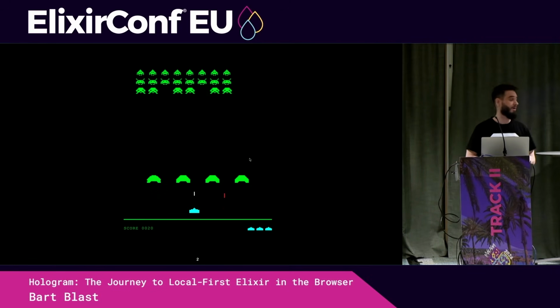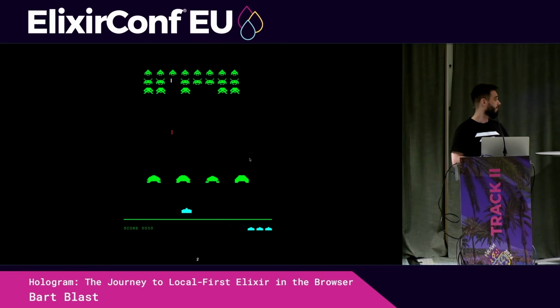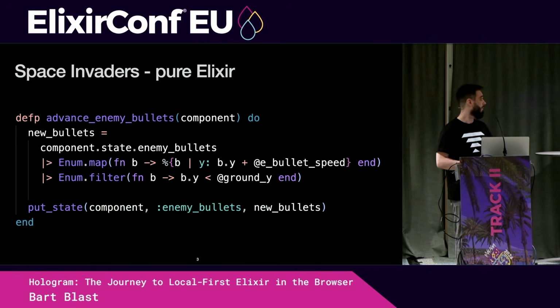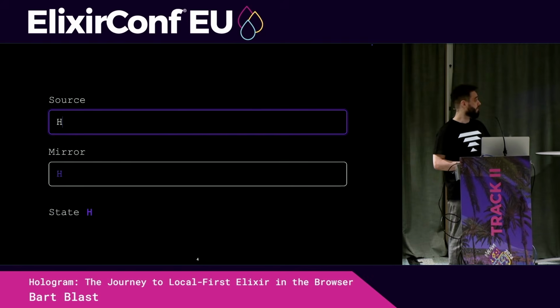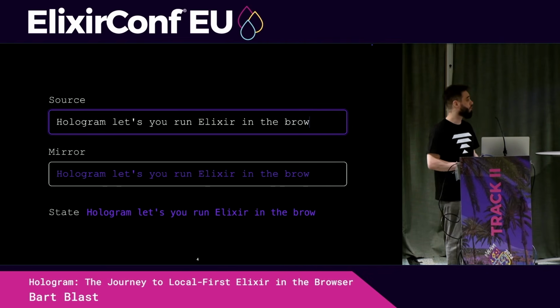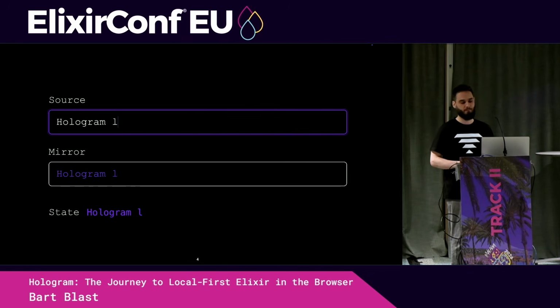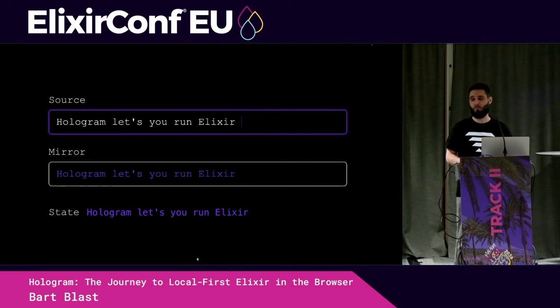That's a game running in your browser, written entirely in Elixir. That's the code: pattern matching, pipes, pure Elixir. There's no JavaScript written here, zero. Hologram compiled it for the browser. Second, this. Each keystroke updating state, no hooks, no JavaScript glue, no round trip, purely client-side. A year ago, neither of these demos would have been possible, so let me show you how we got here.